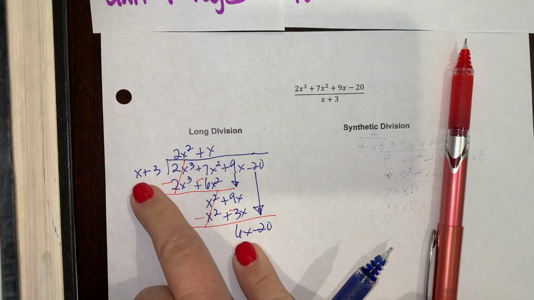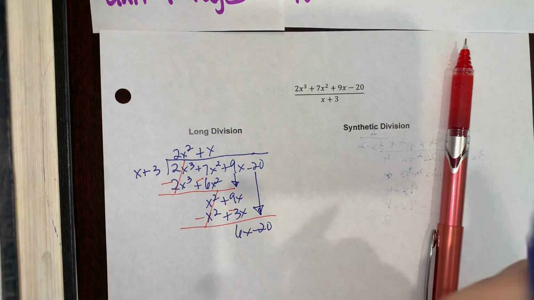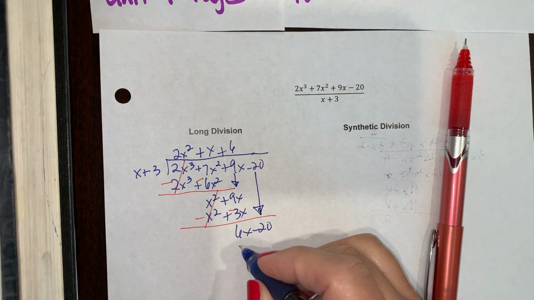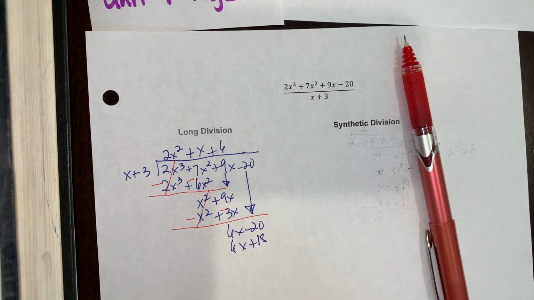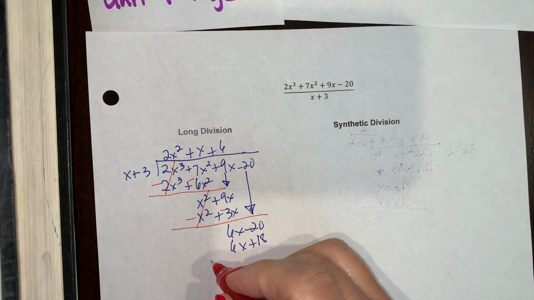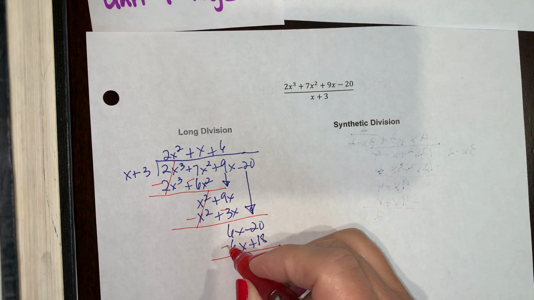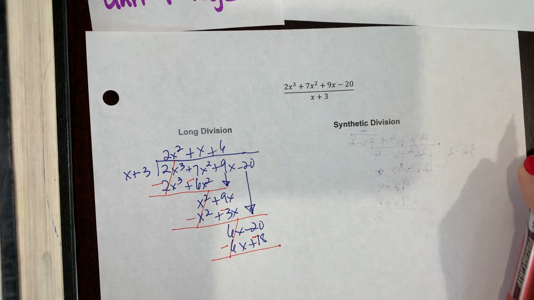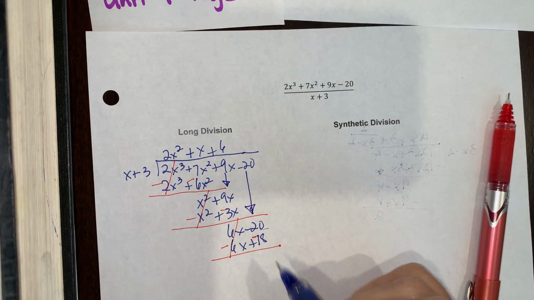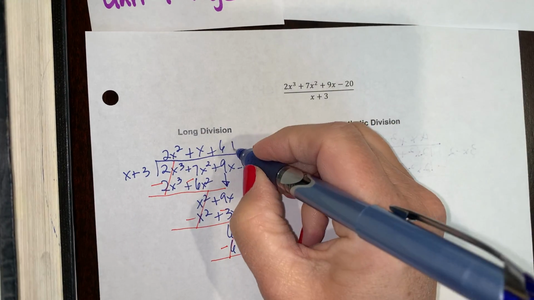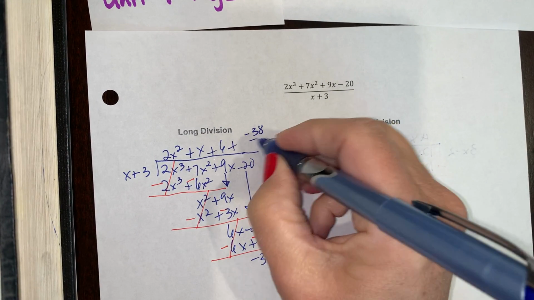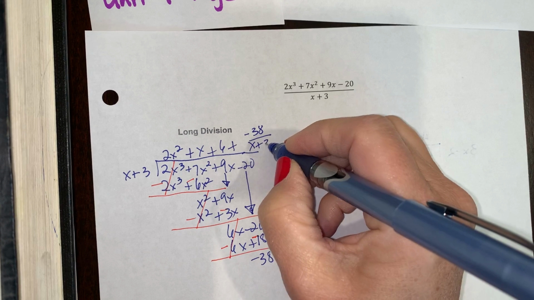What would I have to multiply x by to turn it into 6x? Well, that would just be the 6. So then 6x plus 18. Okay, then we're going to draw the line, change both of these signs. So that's going to cancel, but now I've got a negative 20 and a negative 18. So that's negative 38. So I'm going to write that as negative 38 over x plus 3.